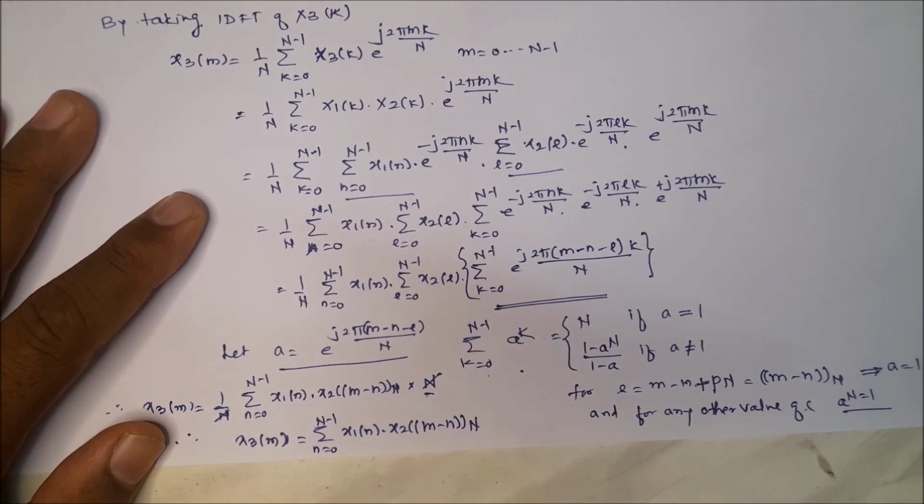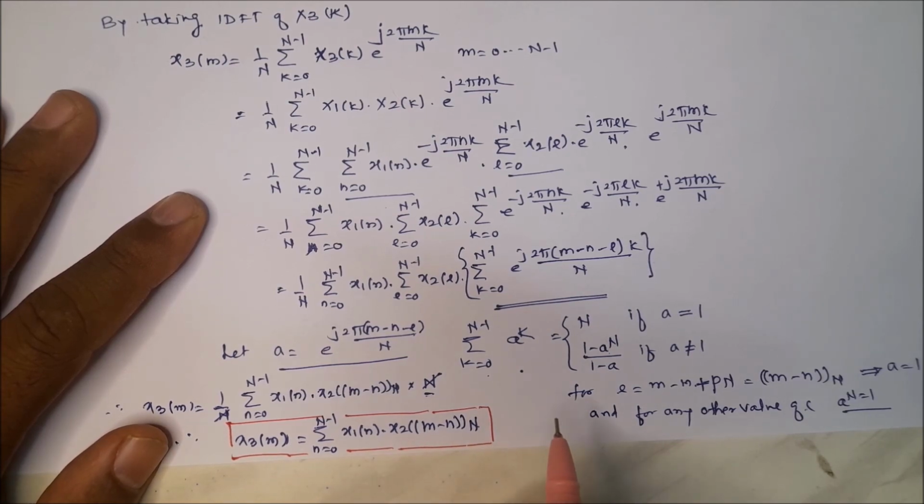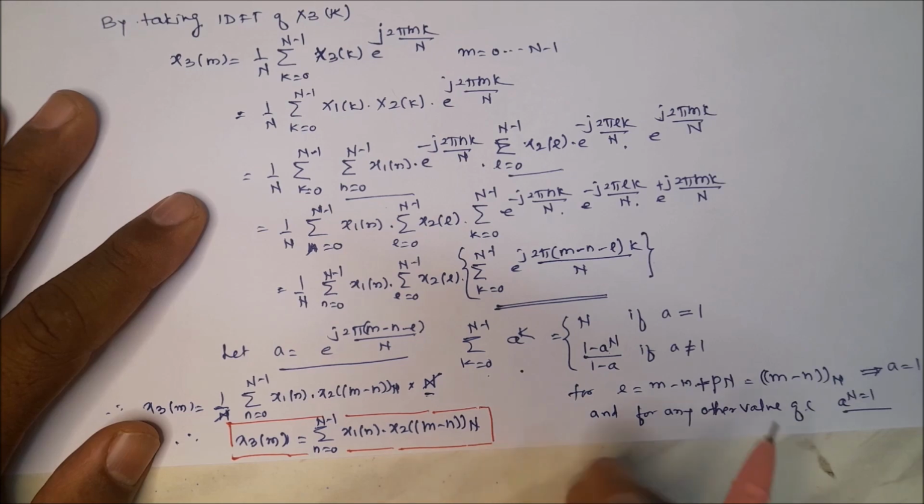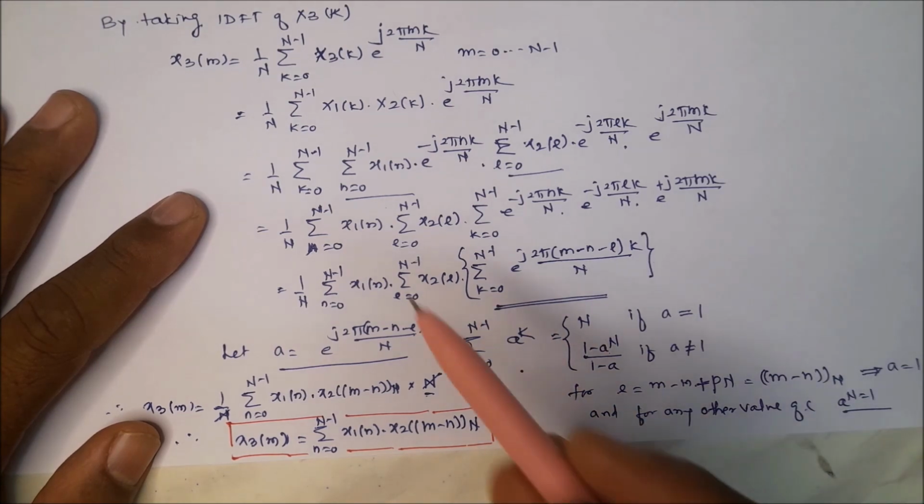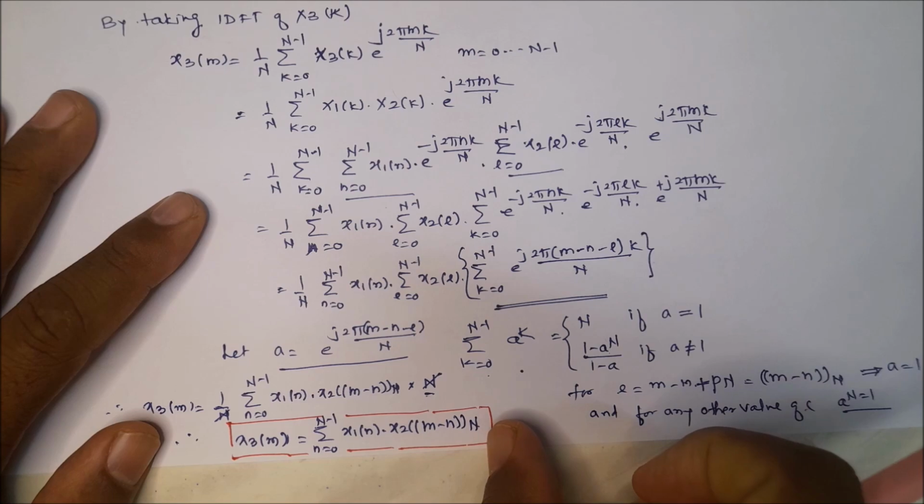So this particular equation is the circular convolution. So the multiplication of two DFTs is equivalent to circular convolution of the corresponding sequences in time domain. So I hope you understood the derivation of the circular convolution.